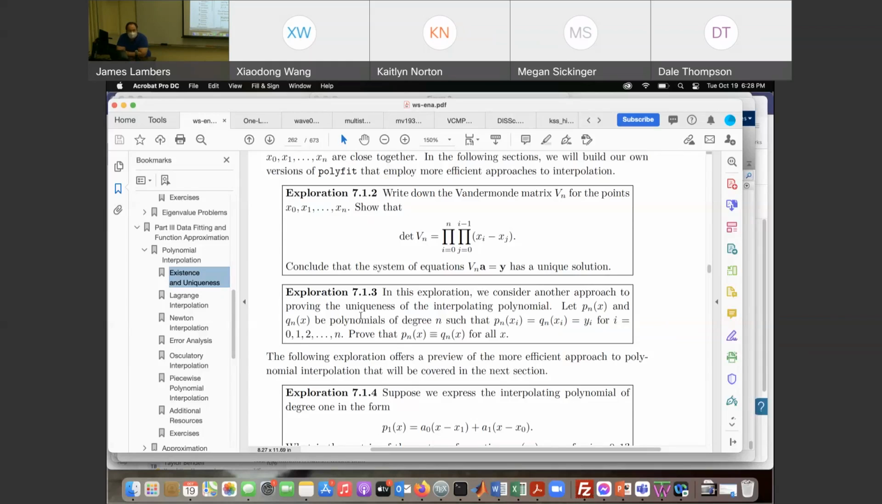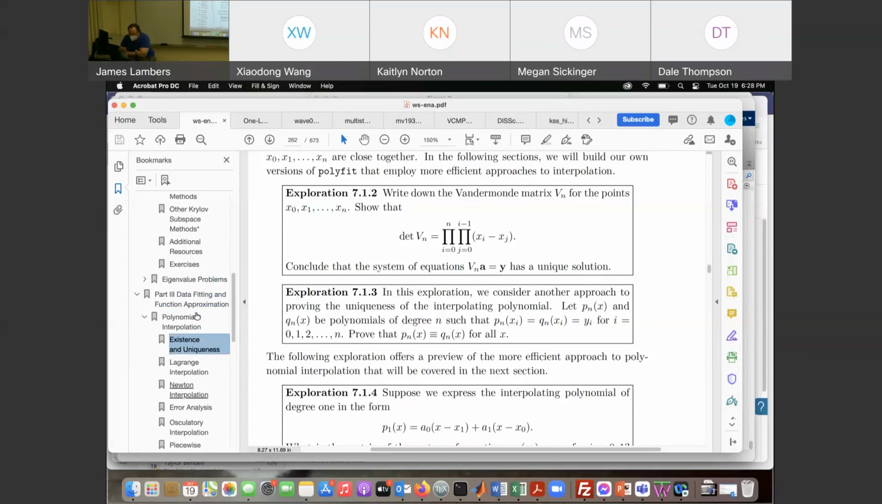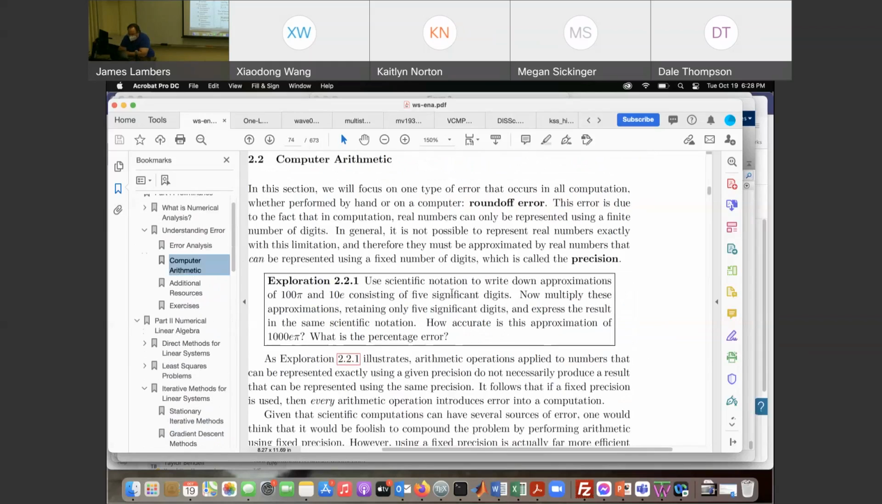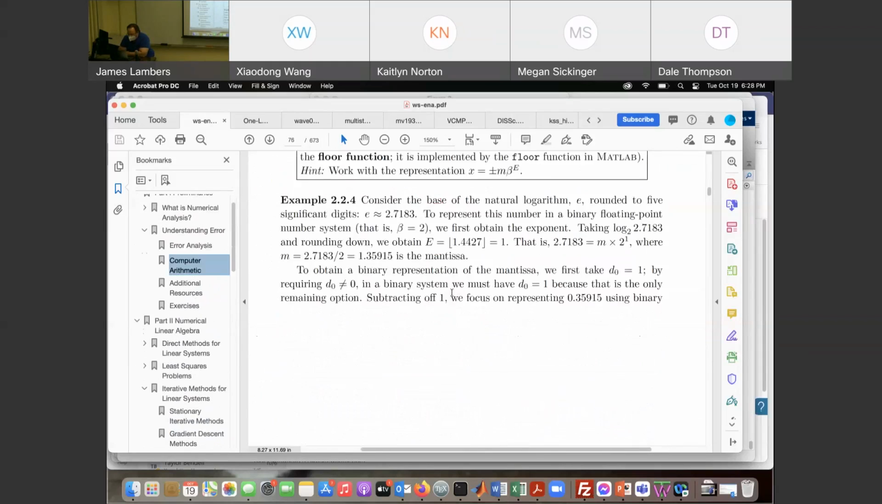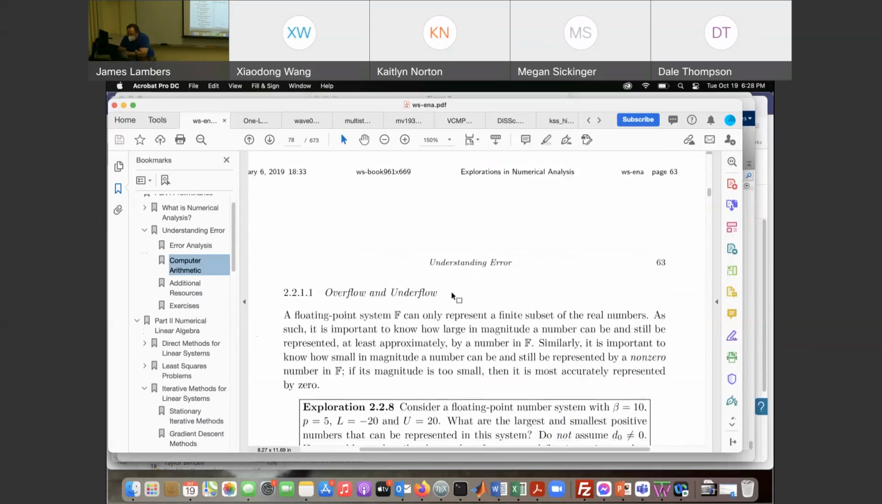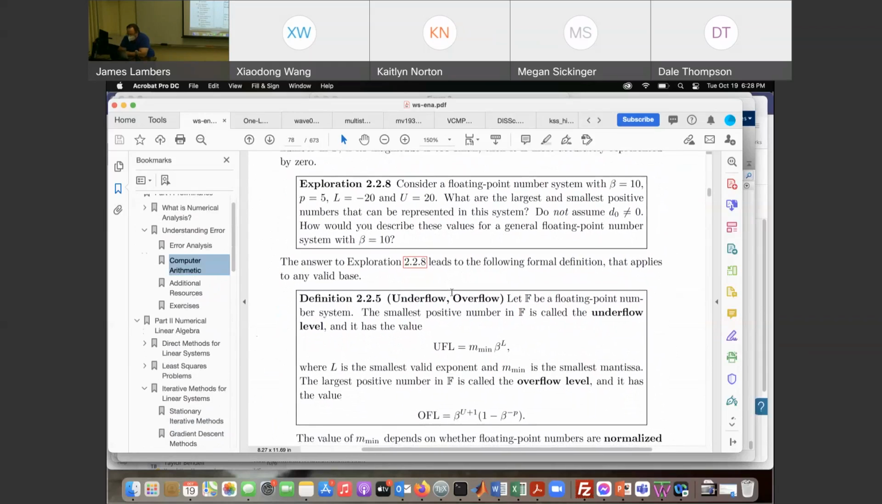I have a question about 2.2.8. It says do not assume that d sub 0 does not equal 0. Does that mean 0.0001 can be a mantissa? Yeah, it's allowed. Another way of putting it is the number is not normalized. Which sets up one of the later problems. Right, it's not normalized. Okay, yeah.